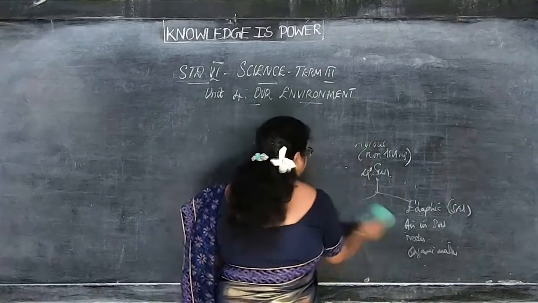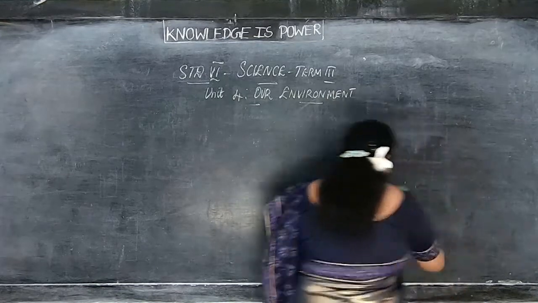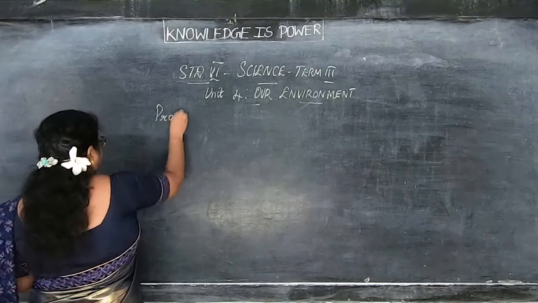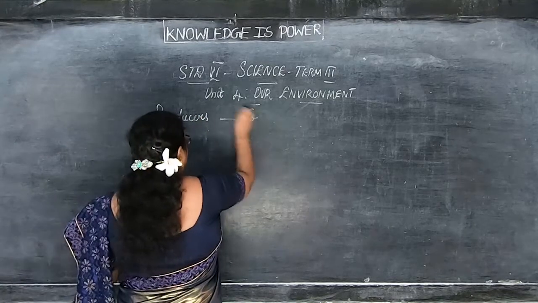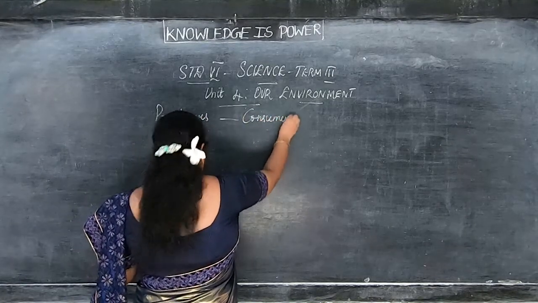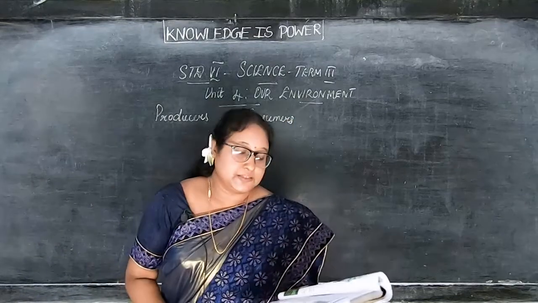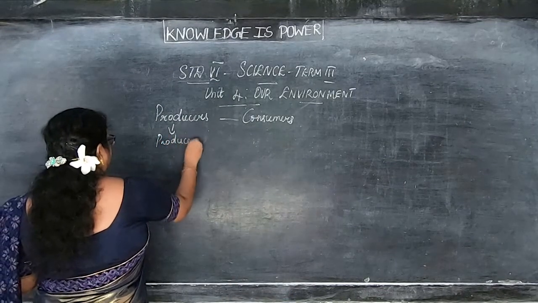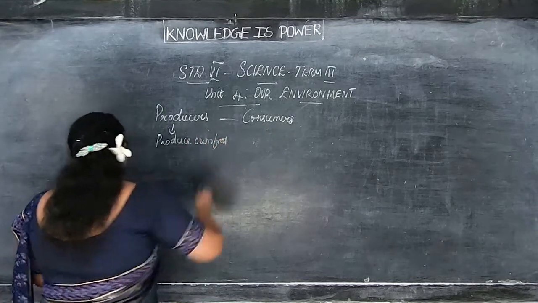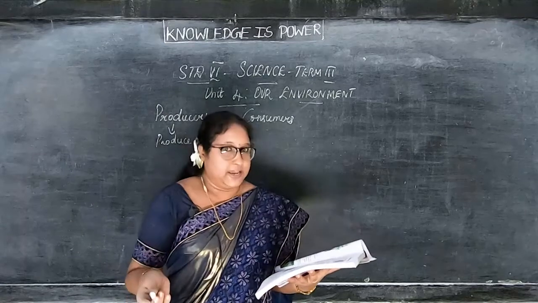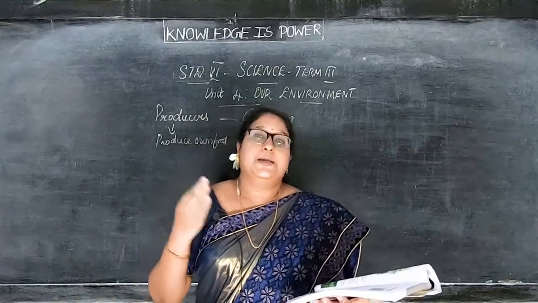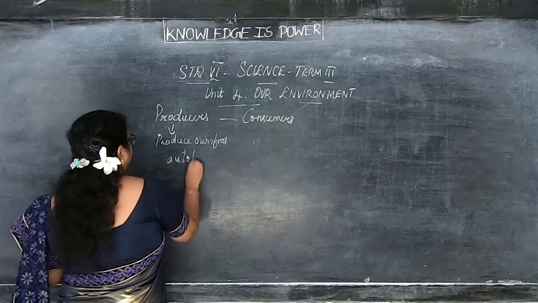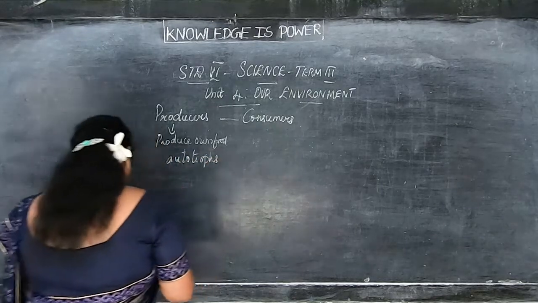So you understood, children. Now we are going to see the producers and the consumers. Producers are organisms that are able to produce their own food, and they do not need to eat other organisms. So they do not depend on other organisms; they prepare their own food. Those producers are also called autotrophs. Those who produce their own food are called autotrophs.